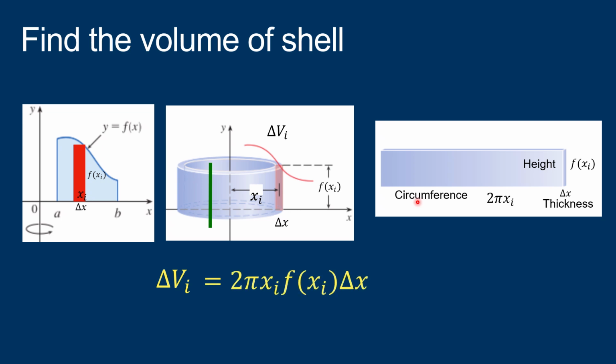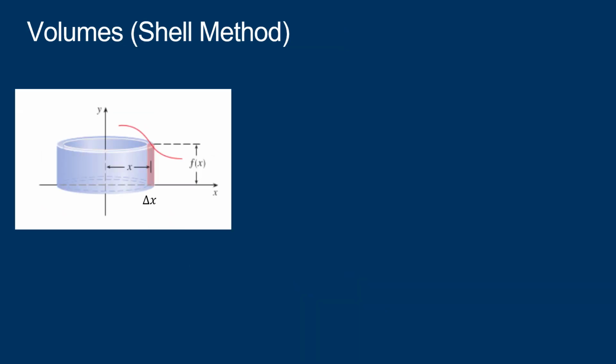So the volume is going to be 2 pi x_i, that's the circumference of the top, times the height f of x_i, times the thickness. Another way we write it: 2 pi times the radius from the axis of rotation, times the height, times the thickness. That's how you find the volume of a thin cylindrical shell, guys.